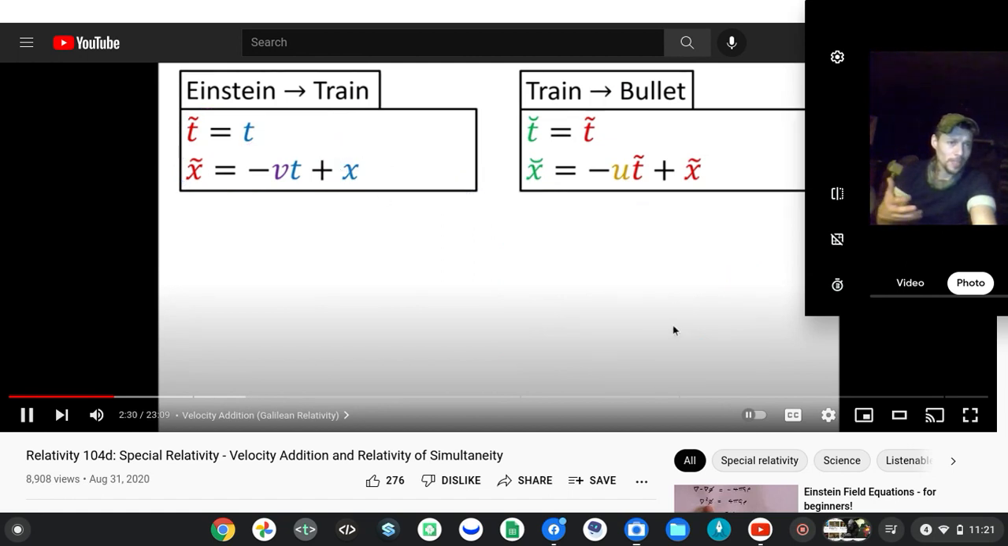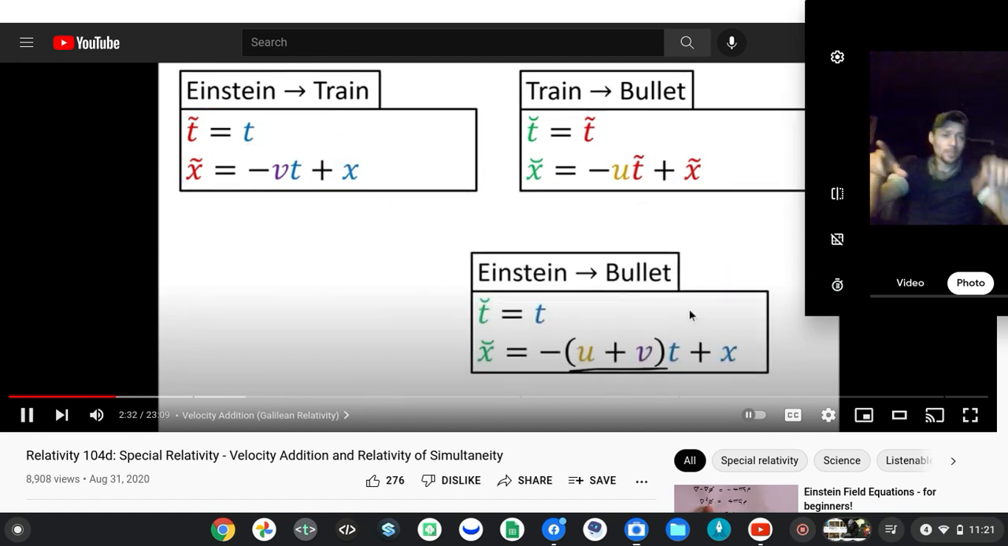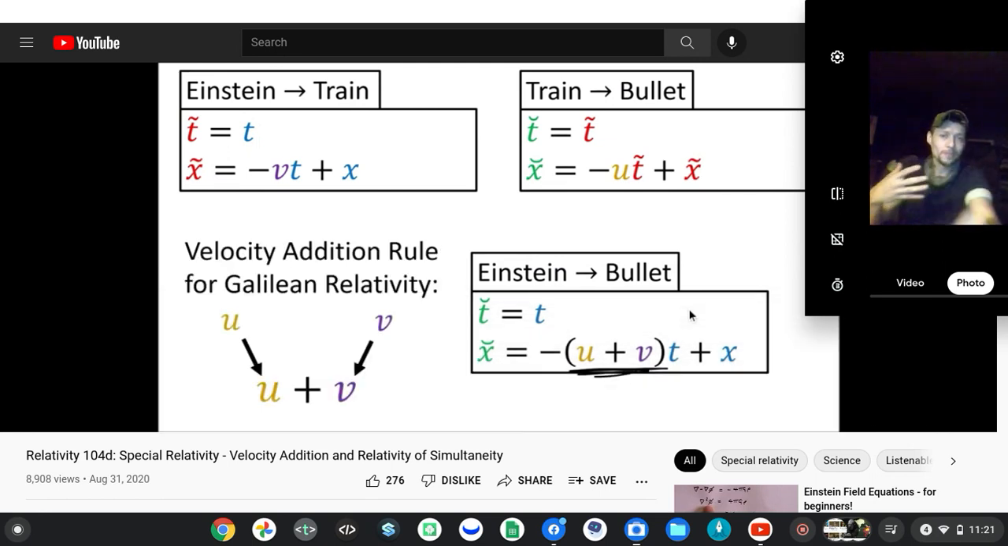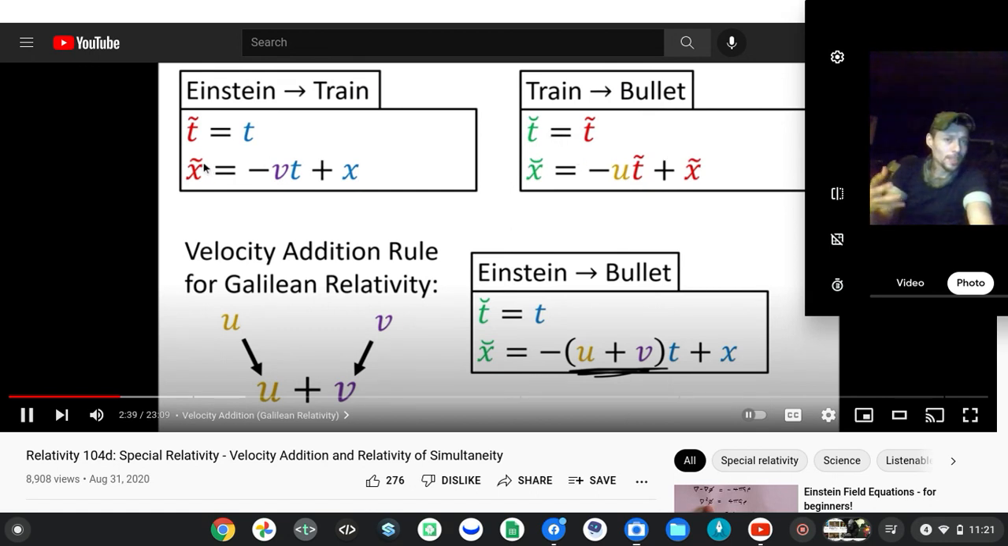These are real straight lines. This shows us that to combine the velocities u and v in Galilean relativity, we literally just add them together using the plus operation. That's what this is, and that agrees with our common sense and experience.